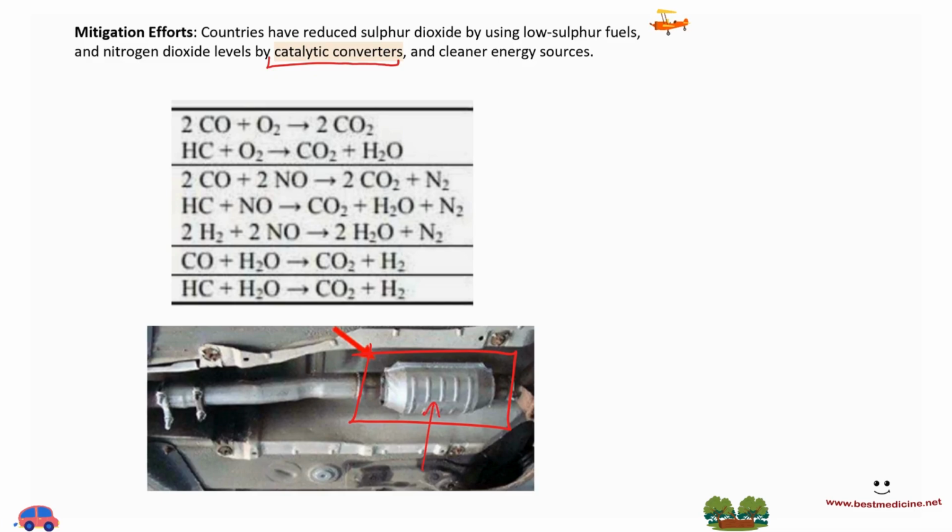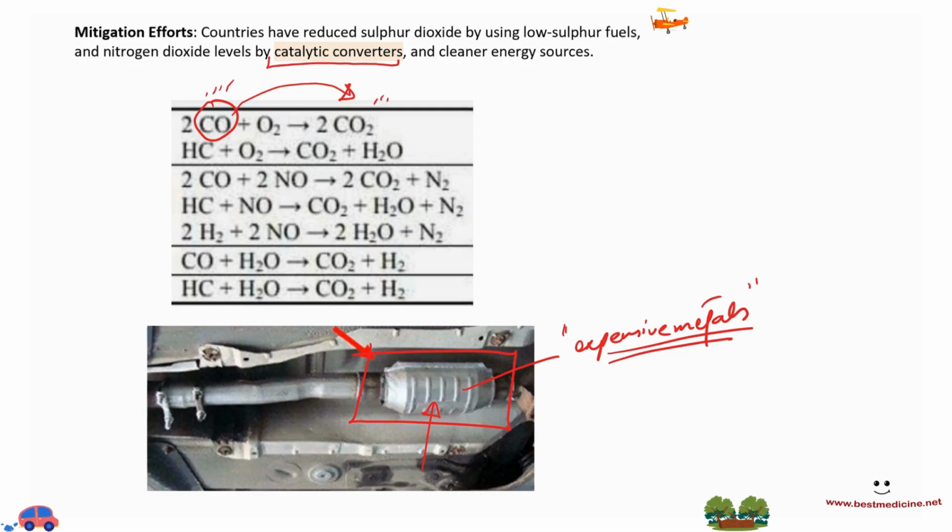If you see here, that's a catalytic converter. What they contain are very expensive metals, like platinum, and these serve as very good catalysts. They catalyze the automatic conversion of harmful gases into harmless gases. For example, carbon monoxide is catalyzed to convert into carbon dioxide. Remember, carbon monoxide is more harmful than carbon dioxide.